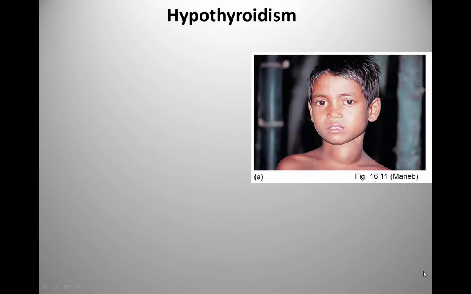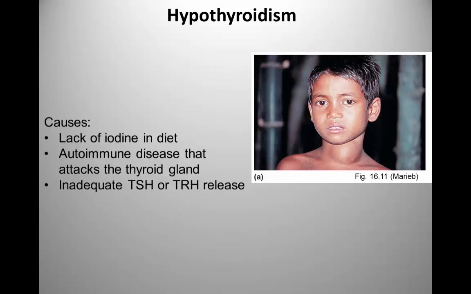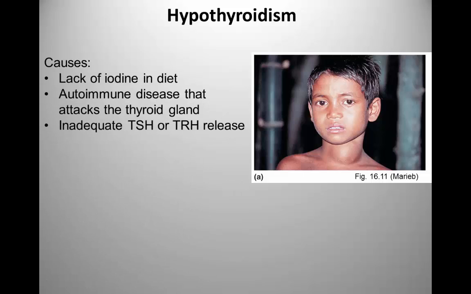In people with hypothyroidism, the thyroid gland does not produce enough thyroid hormone. Hypothyroidism can be caused by a number of reasons, including lack of iodine in the diet, an autoimmune disease that attacks the thyroid gland called Hashimoto's disease, or an inadequate supply of TSH or TRH.